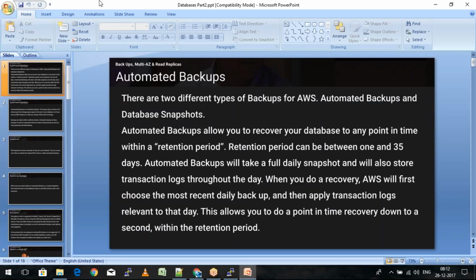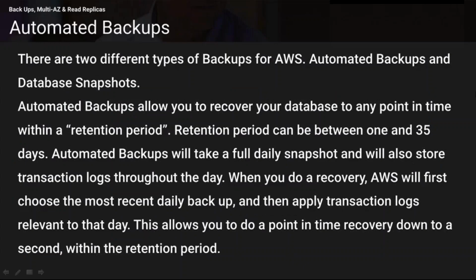Okay, so we just learned that there are two different types of backups. One is automated backups and the second is database snapshots or a manual backup. Now what happens with the automated backups? Automated backups actually allow you to recover your database at any point in time within a retention period. If you remember, we have configured a parameter called retention period, where we have mentioned the number of days as 7. The minimum value for the retention period is 0, or you can start with 1, and the maximum you can go up to is 35 days.